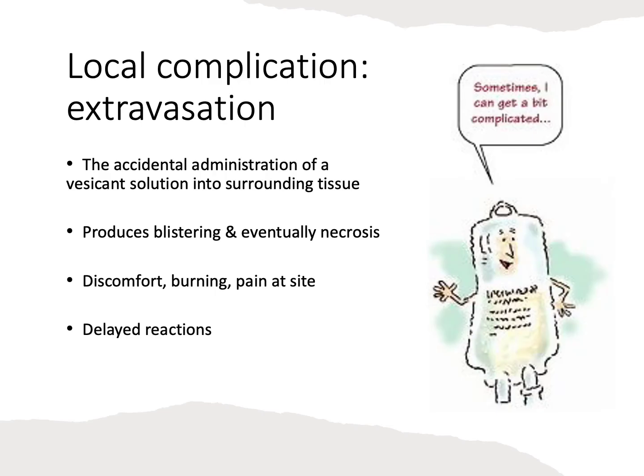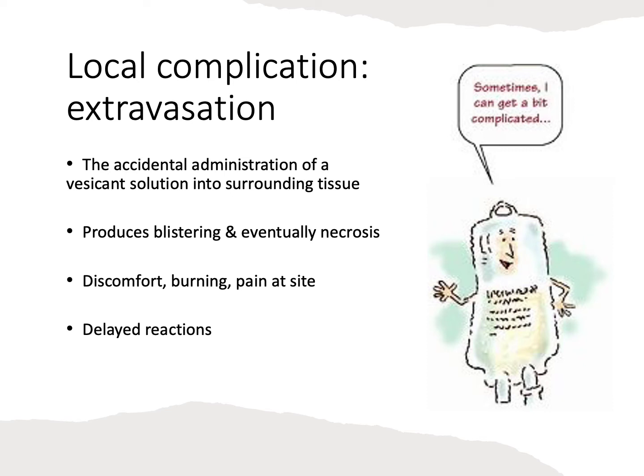So the next one is extravasation. Extravasation is the leaking of fluid into the surrounding tissue that is vesicant. A vesicant solution means that it's very irritating or damaging to the tissue. So it's the unintentional leakage of vesicant solution or medication from the vein into the tissues, and it is a medical emergency.